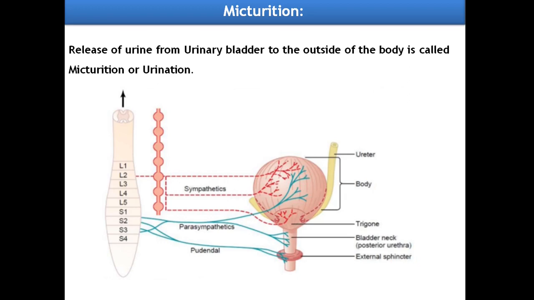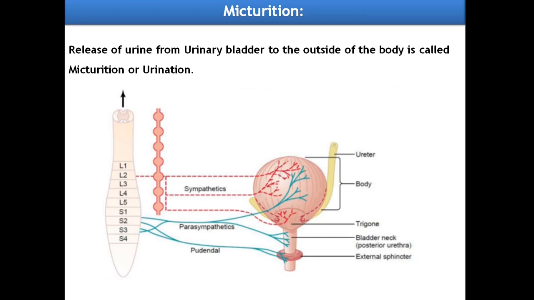But as the volume of urine increases, it exerts pressure on the walls of the bladder. The walls of the urinary bladder are stretchable, so they expand and are stretched. The stretched bladder stimulates the nerve endings to develop reflexes. This triggers an automatic reflex action which causes the upper sphincter to open.